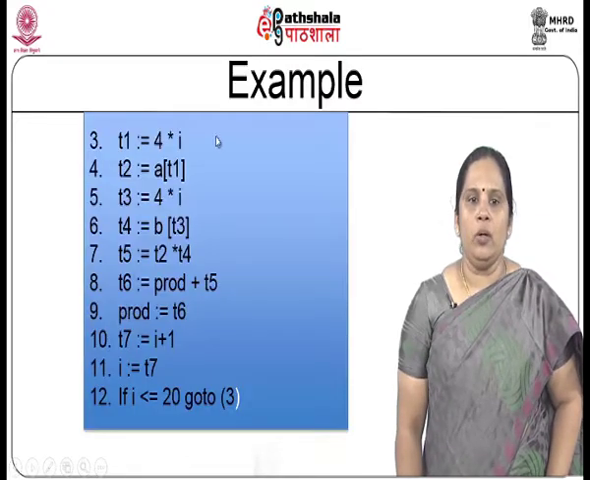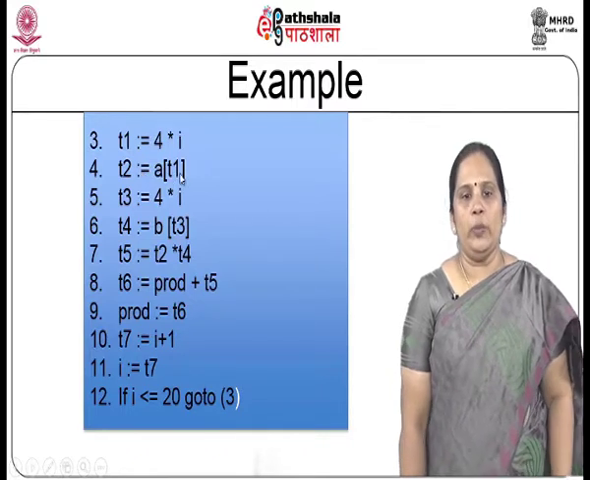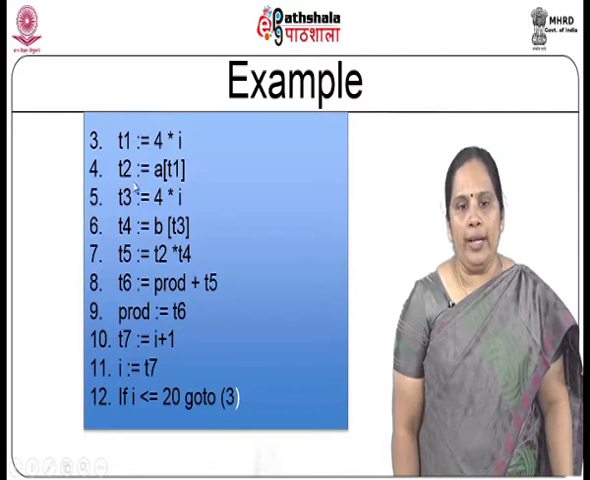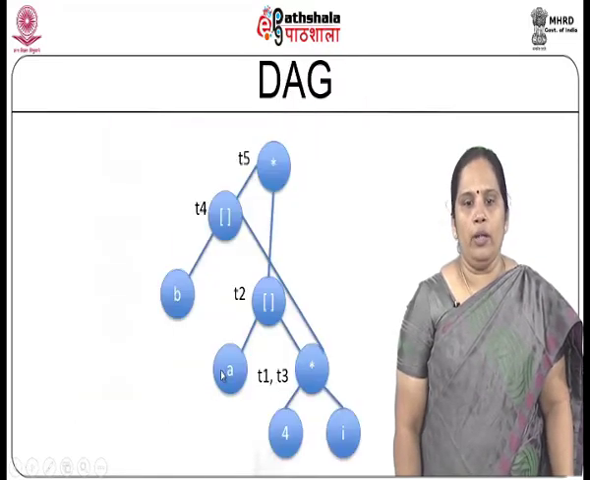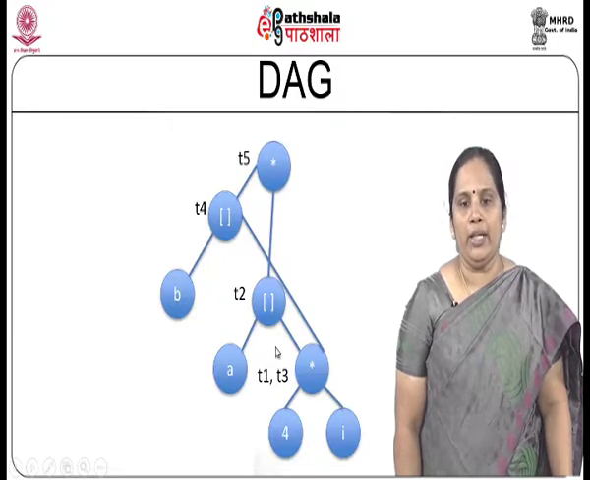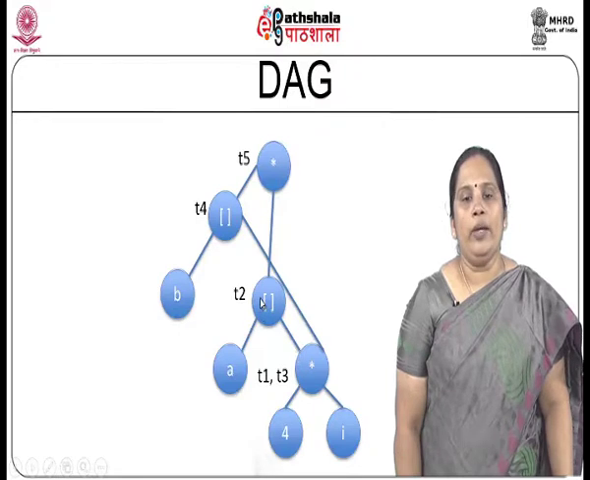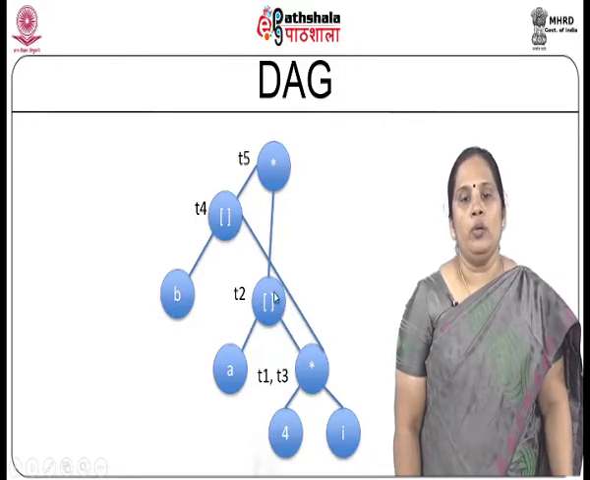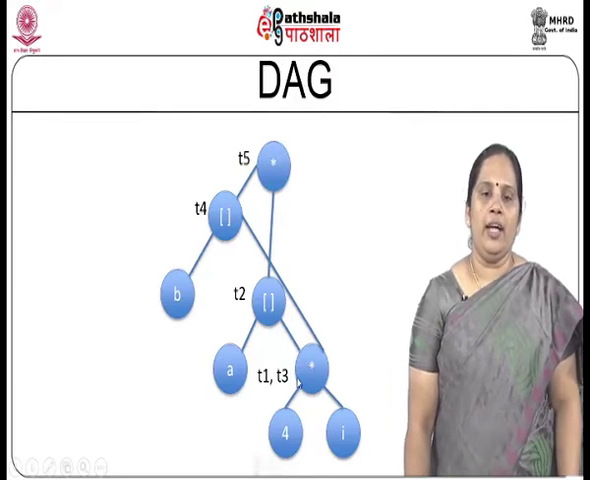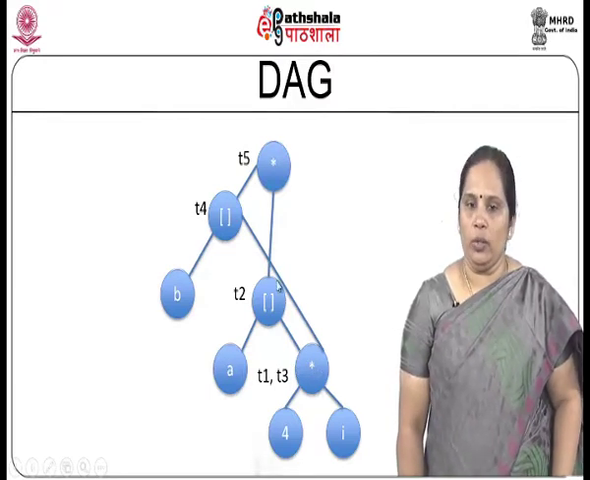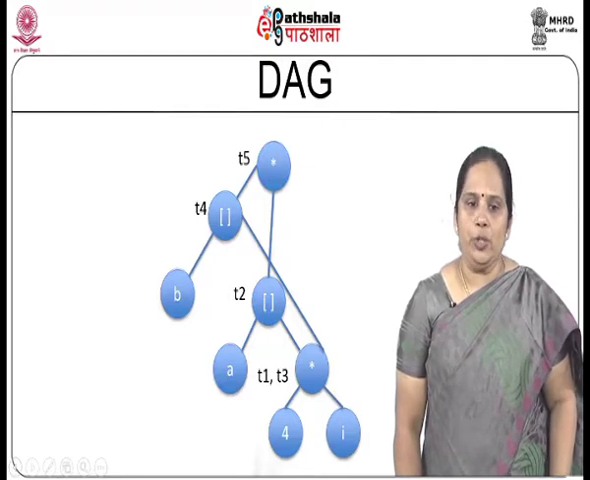Then the next statement is T2 is equal to A of T1. Now, I will check whether there is a node labeled A, and whether there is a node labeled T1. There is no node labeled A, but there is a node labeled T1, which is this node. So, now I have to form a new node whose operator is the subscript operator, whose left and right children are respectively A and T1. So, I have done that here. Now, that is assigned to T2.